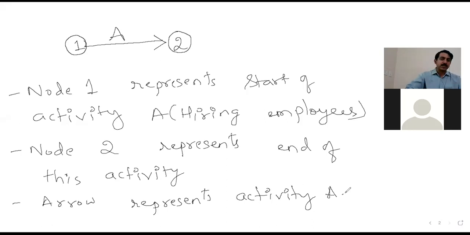So there are three different aspects here. One is the starting point, this is the ending point, and this is activity A. That is, this complete line represents activity A. And one more thing to remember is that the length of the arrow doesn't matter. It doesn't matter whether the length of the arrow is more or less, because it doesn't represent anything. Just make note of this.